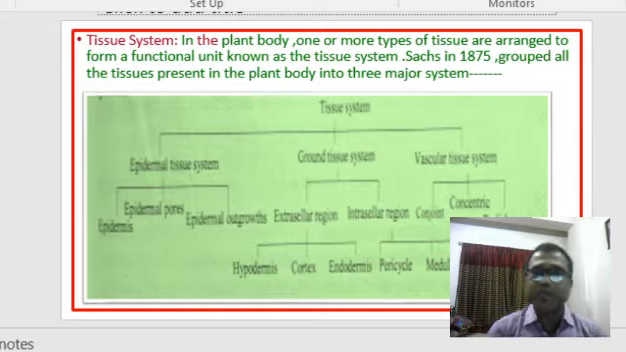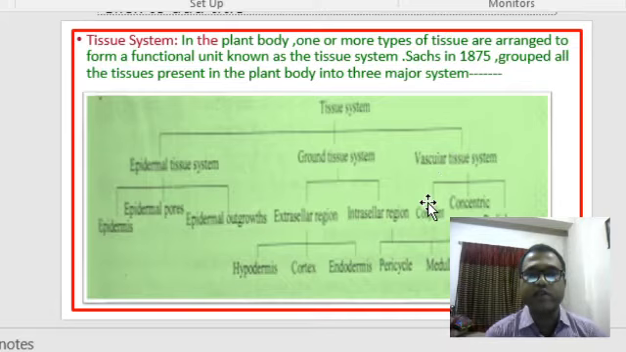And the vascular tissue system. Third one is the vascular tissue system. This vascular tissue system is divided into three parts. First one is conjoint, second one is concentric, and third one is radial.